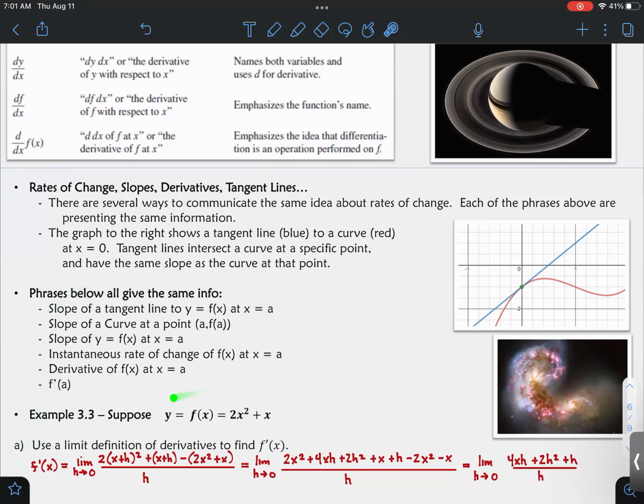And there are a lot of different ways that tangent lines are referenced without actually always saying the word tangent line. So all these phrases here are talking about the same thing. Slope of a tangent line at a certain point, slope of a curve at that point, slope of y equals f of x at x equals a, instantaneous rate of change. All these things refer to the slope of that tangent line. Okay, the derivative of f at x equals a is the same as the slope of the tangent line. F prime of a, same as the slope. So just be wary of that.